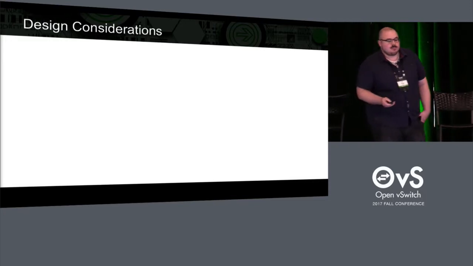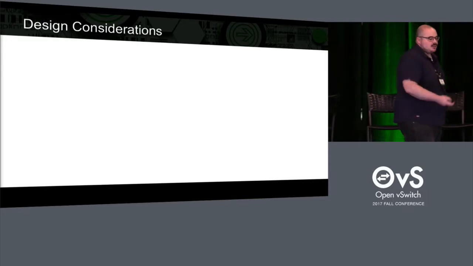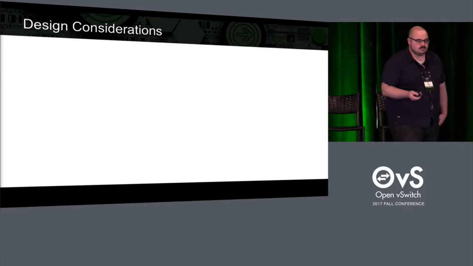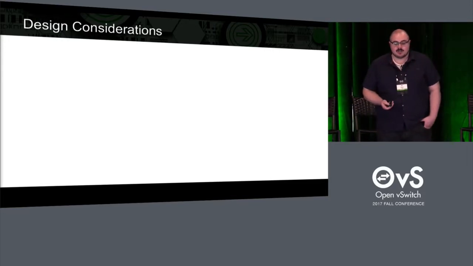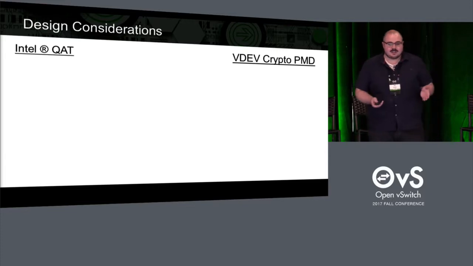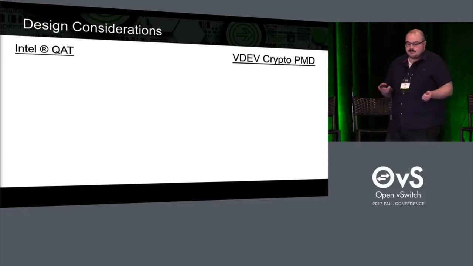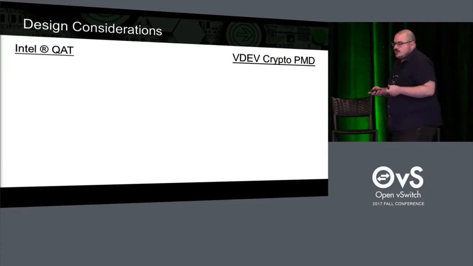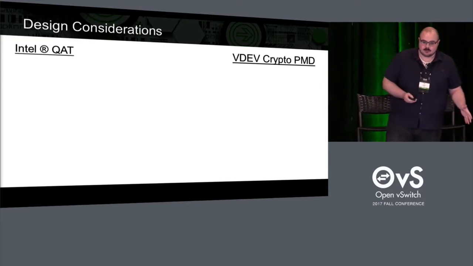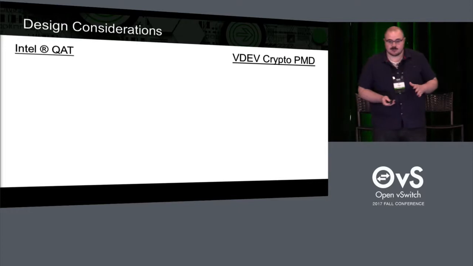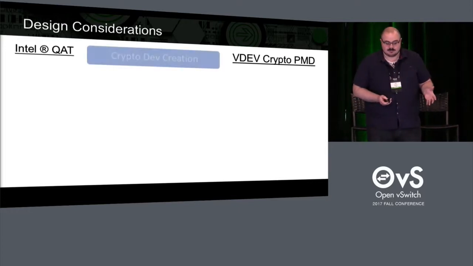Coming out of that, that wasn't the final design. It was more just a learning exercise, as I said, but there were actually some design considerations that became quite apparent that we really need input from the community on. I'm going to break it into Intel QAT devices and VDEV Crypto PMD, because although they subscribe to the CryptoDev API, there are differences to what's going on under the hood, and it can influence how you design your application very differently.